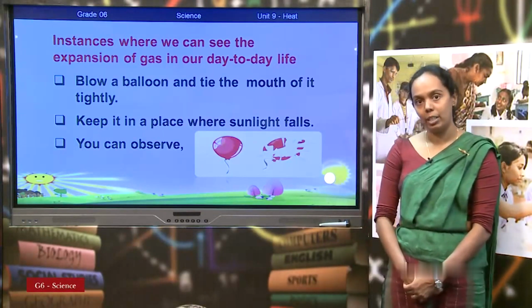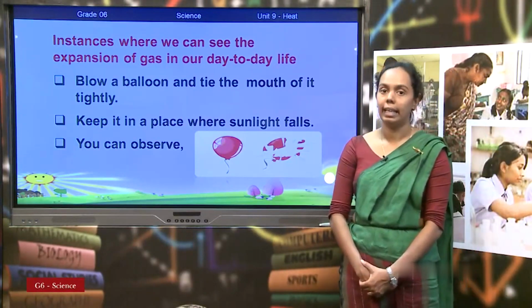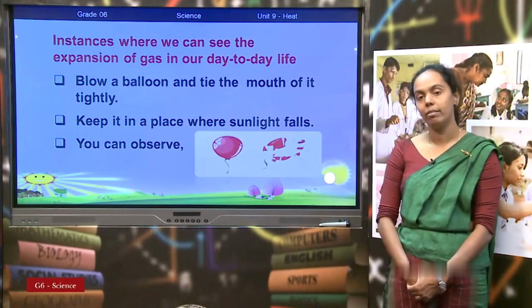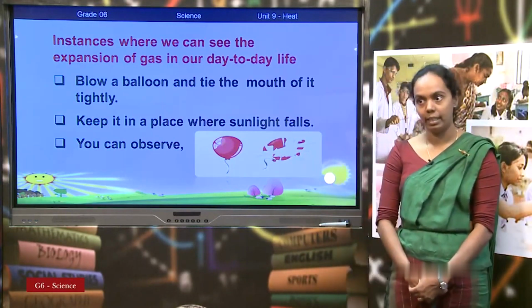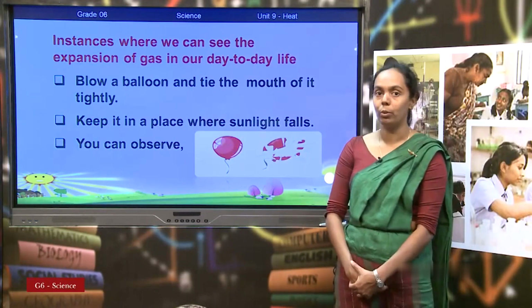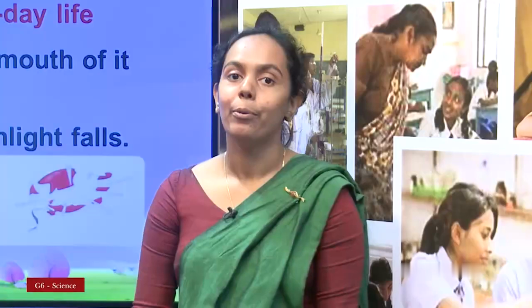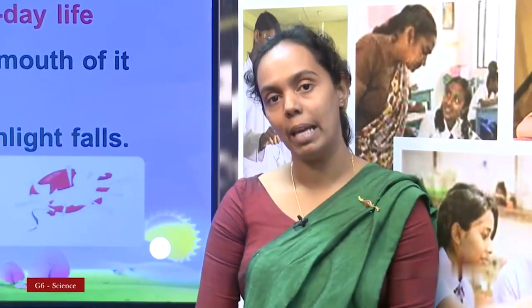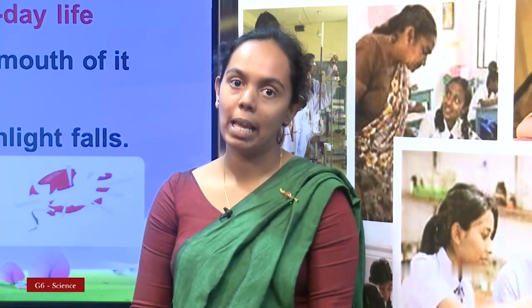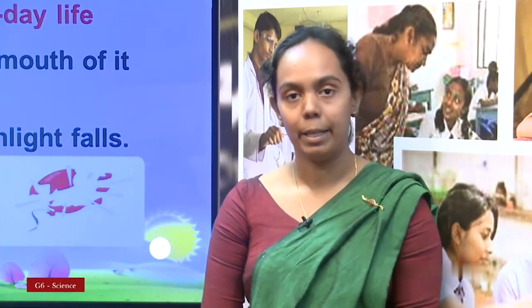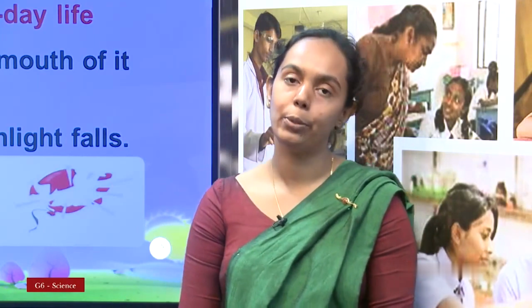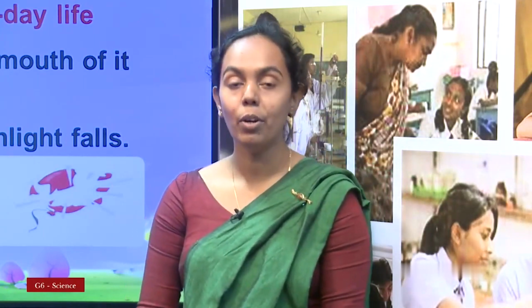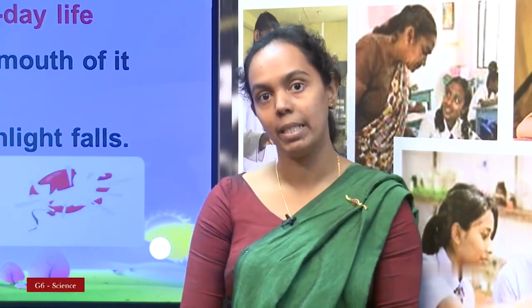When the sunlight falls on the balloon, the air inside the balloon increases its volume due to absorbing the heat from the sunlight. Due to this increase of volume, the balloon bursts. That means the air inside the balloon expands due to the heat of the sunlight, and because of that, the balloon bursts.